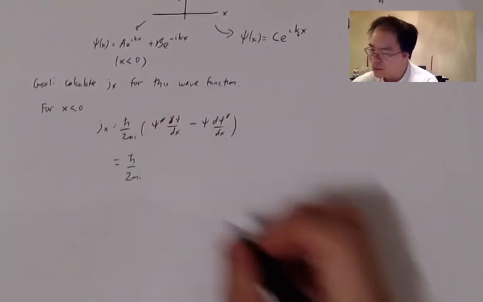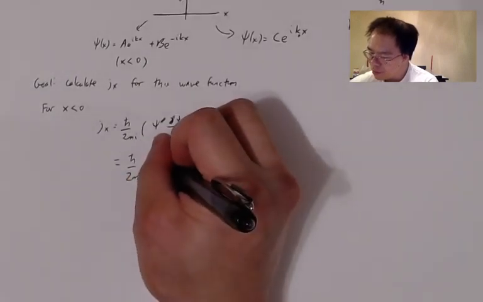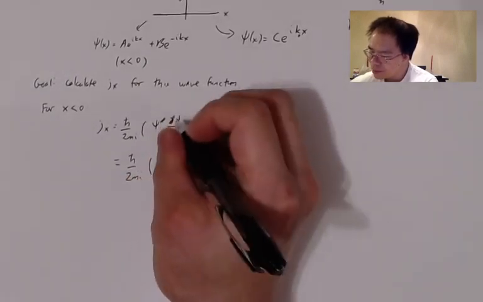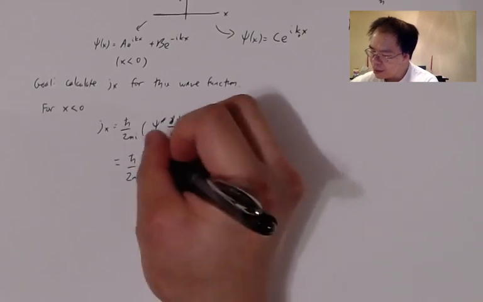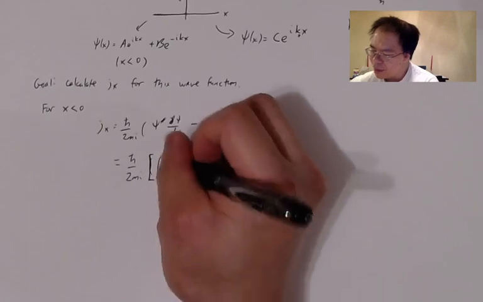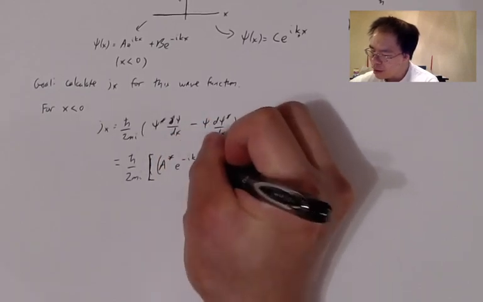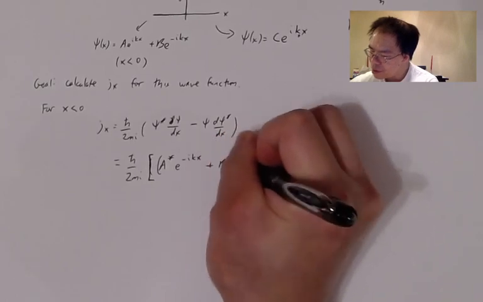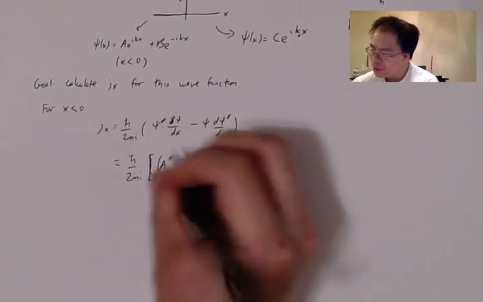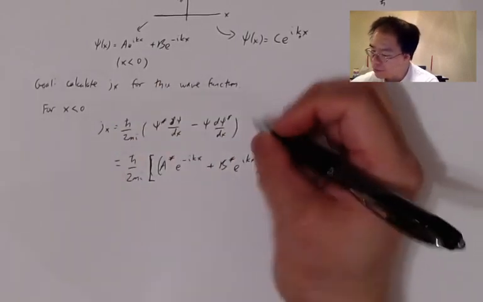H bar over 2mi. Okay, so psi star. Let's be careful here, so that's an A star. Let me just do big square brackets on the outside. We have A star e to the minus ikx plus B star e to the ikx. And I need to now multiply that by the derivative.